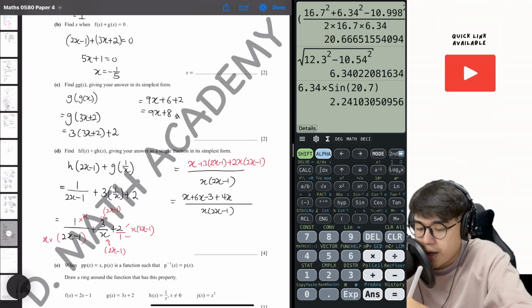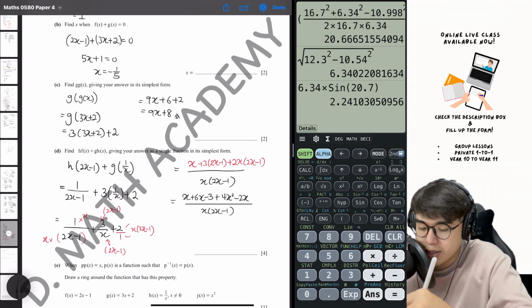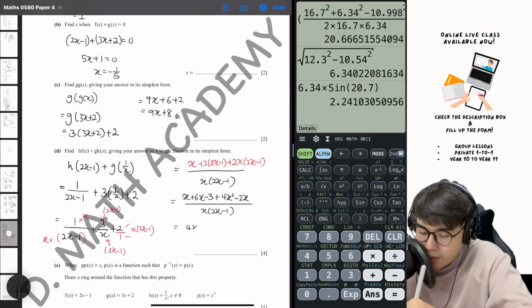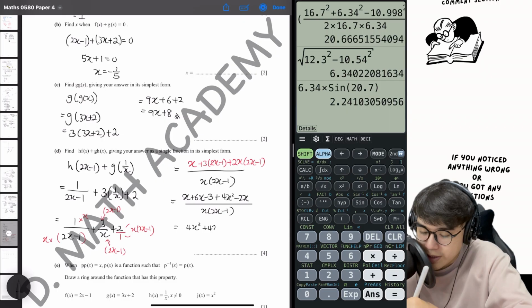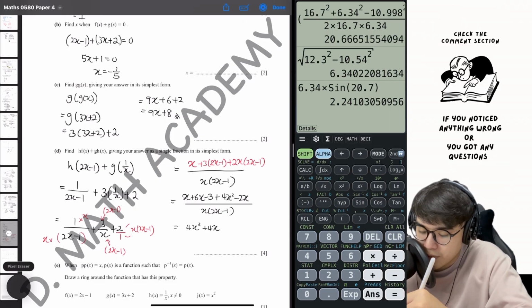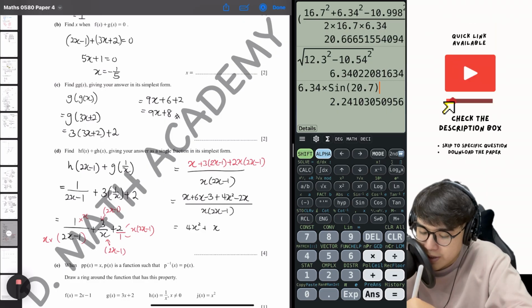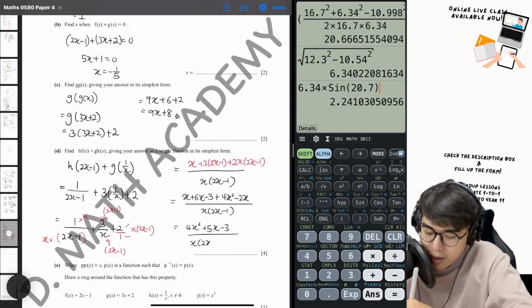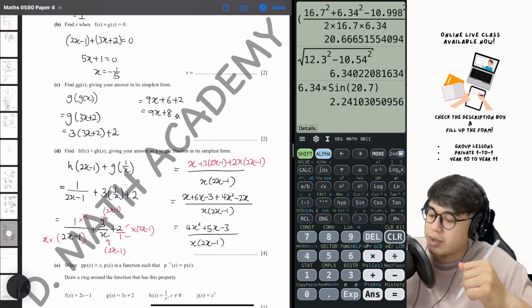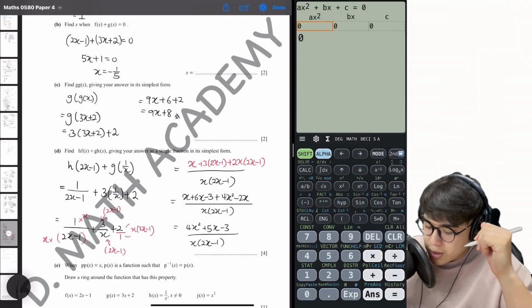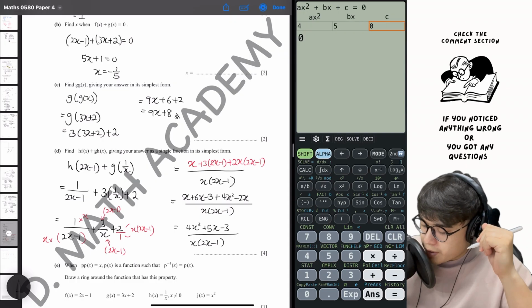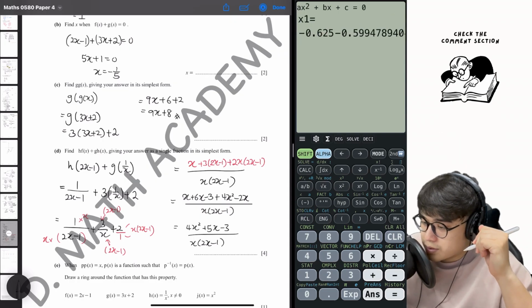4x squared minus 2x. So 4x squared plus 4x. 7 minus 2, 5x. And then -3. Okay, just in case you have to double check and key in your calculator to see whether the numerator part can be factorized or not.